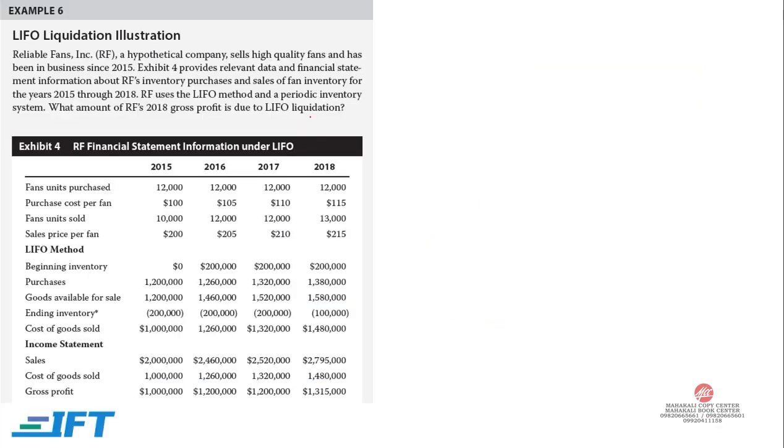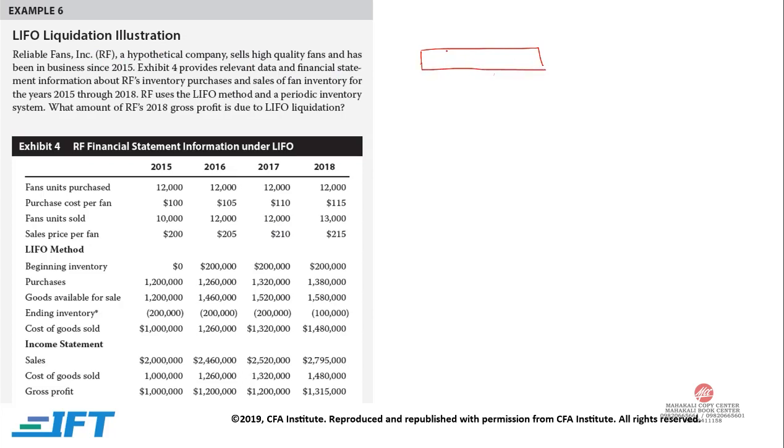Inventories, LIFO liquidation illustration, example 6. Now, we need to understand what is happening in LIFO liquidation. For example, if these are our inventories, our older inventories would be cheaper if the prices are increasing, and the most recent inventories would be expensive.